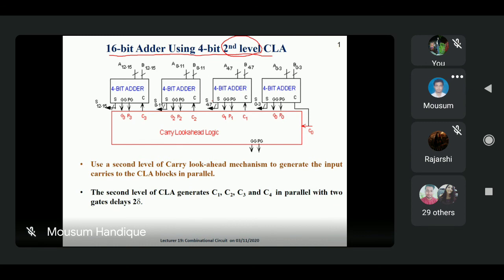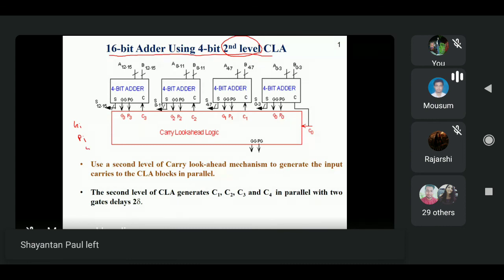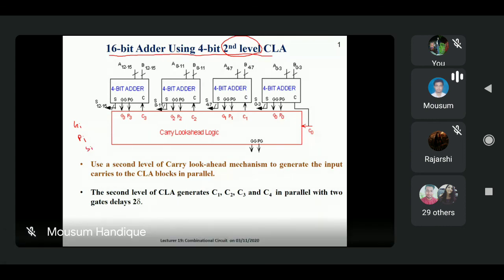When we are talking about the CLA, remember one particular part. One is called Gi, which means carry is generated. One is called Pi, which means carry is propagated. And one is called Si, which means sum, because we are dealing with the carry look ahead adder.